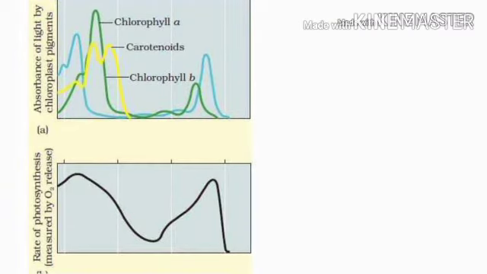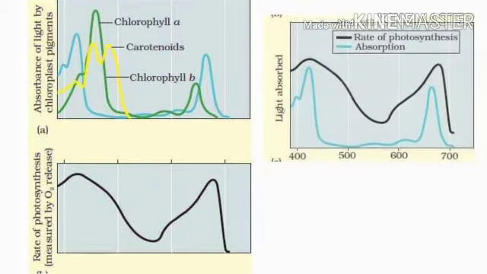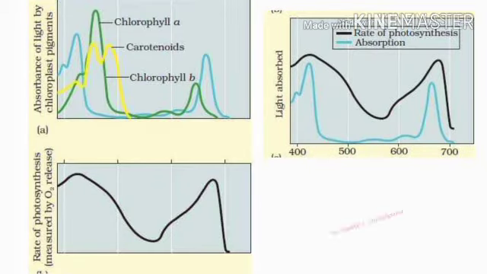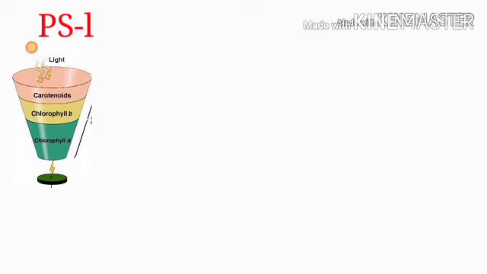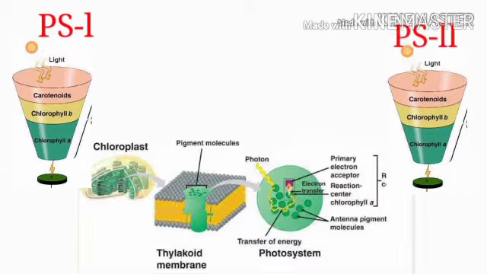Now look at the absorption spectrum of different pigments and the wavelength at which the rate of photosynthesis is maximum. You can see the wavelength at which maximum photosynthesis occurs and the wavelength at which maximum absorption of light by chlorophyll A occurs is similar. So it is the chief pigment. Others are accessory pigments.